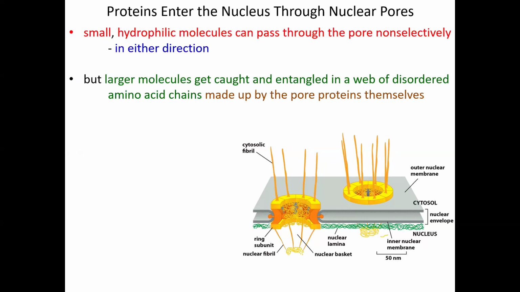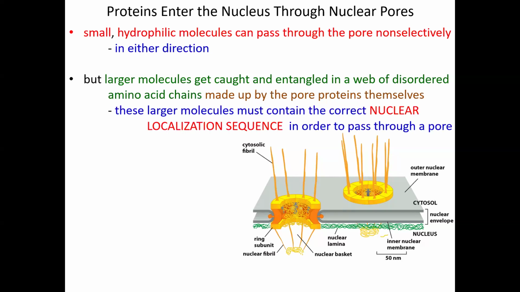The larger molecules, like RNA, like DNA, like proteins, they get caught and entangled in this nuclear basket, this unstructured region here, catches these things like a net catches a butterfly. Think of it like so. These larger molecules, in order to get through the nuclear pore complex without being caught, require a nuclear localization sequence. That's the signal sequence for the nucleus. We saw that on a previous slide on the table.